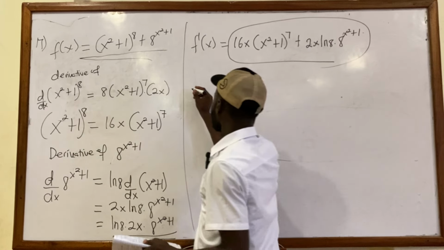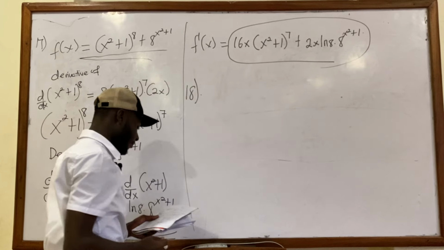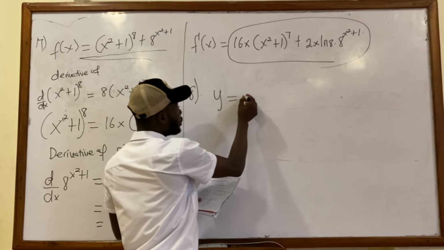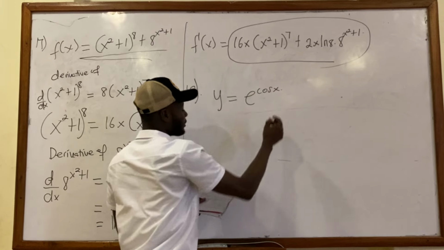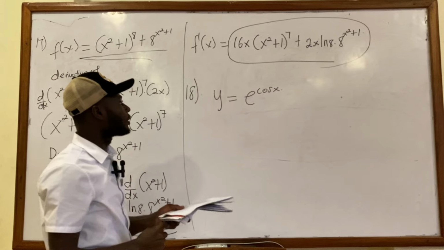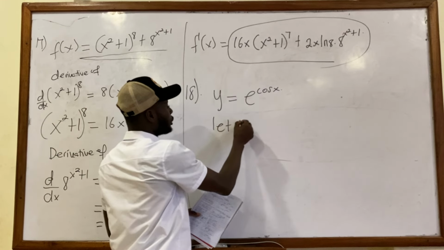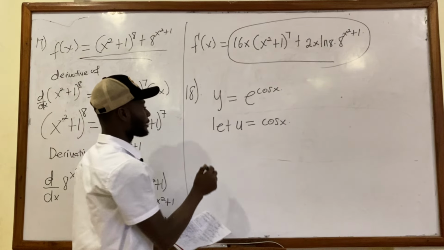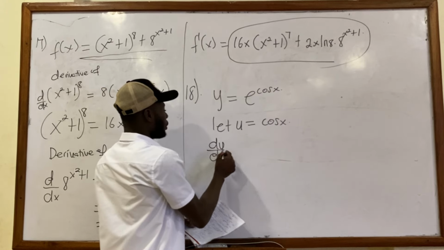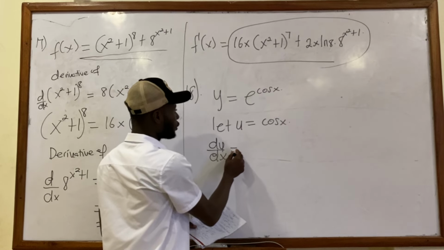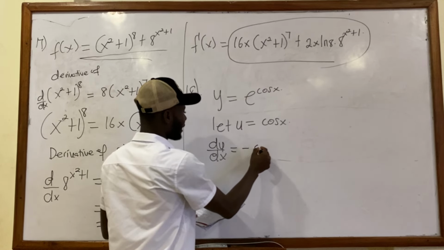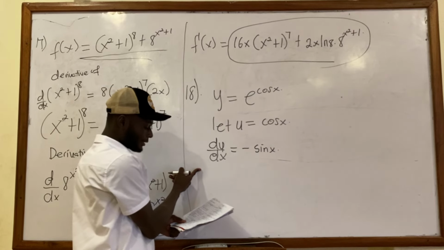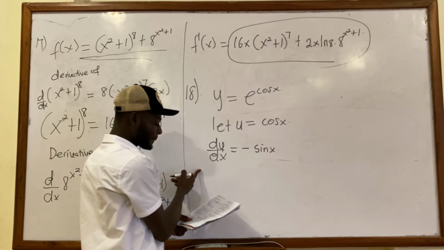All right, so now let's look at question number 18. We are to find the first derivative of e to the power cos x. So now let u equal cos x. When you differentiate u with respect to x, you are going to have minus sin x. Now let's make dx the subject.